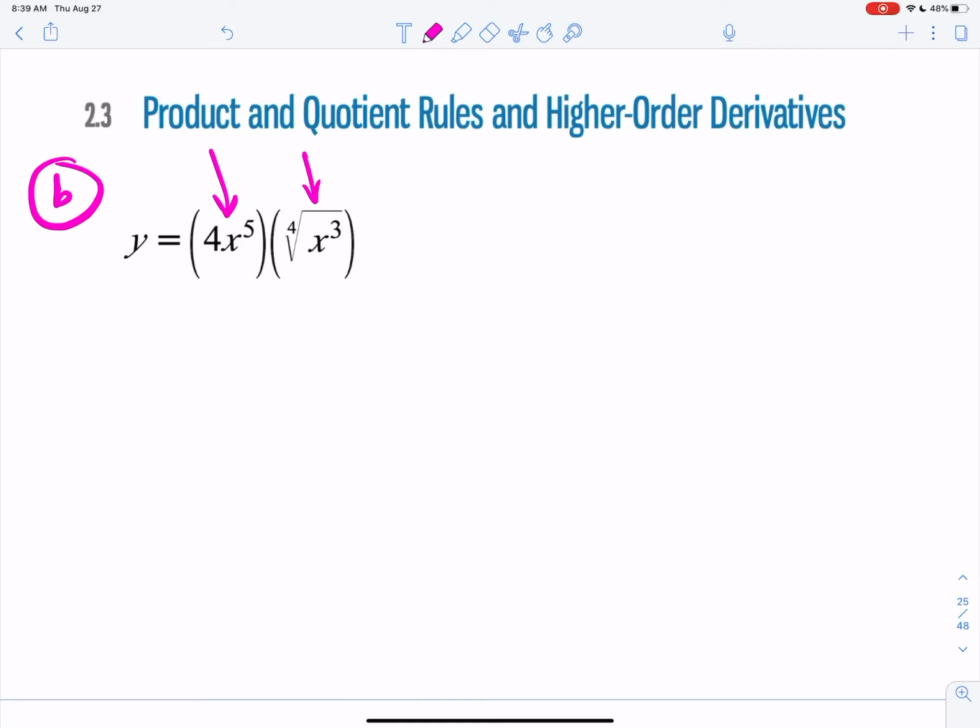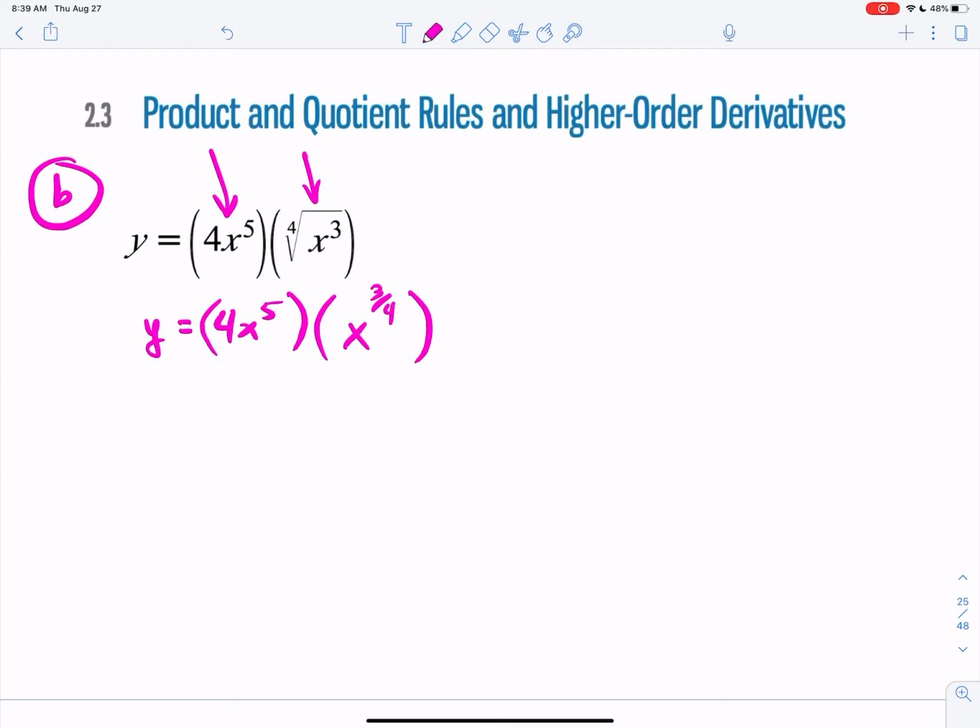So one thing I want to say first is, maybe we should rewrite this so that we don't have any actual roots. So go ahead and rewrite what that second function should look like. Pause and play when you're ready. Okay, so in case you forgot, it's power up over index. Power up over index, okay? So the 4th root of x cubed is the same thing as x to the 3/4, okay?